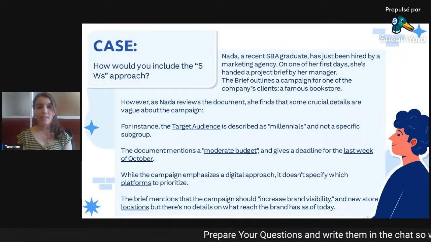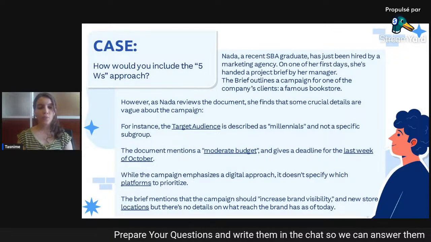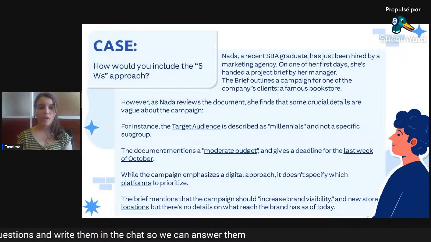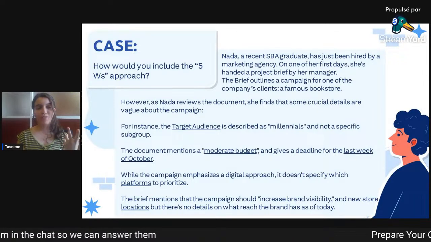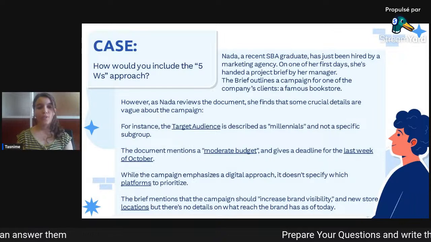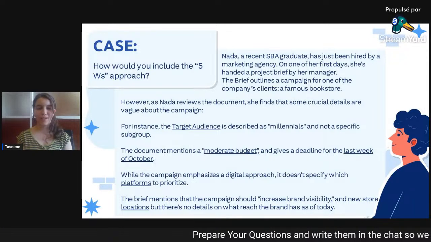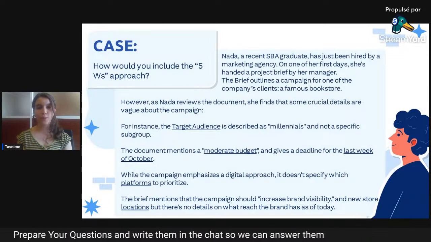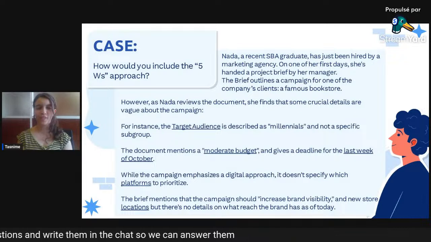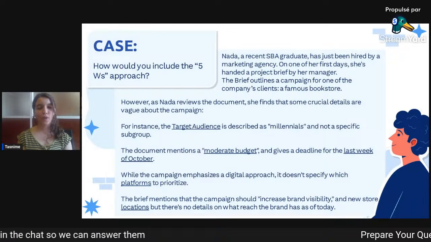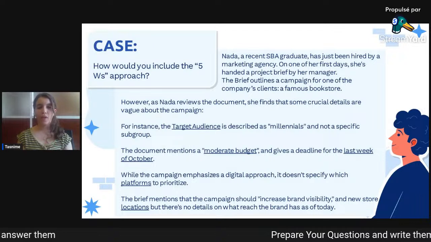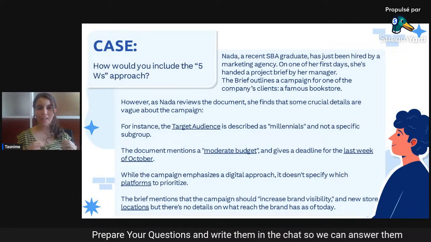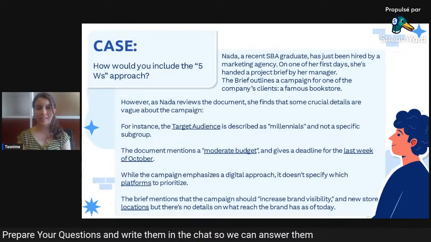Now, some details are missing. So, for instance, we can see that the target audience is described as millennials and not a specific subgroup. We also have the moderate budget, and a deadline for the last week of October. There's also a focus on social platforms, but it doesn't specify which platforms to use. And also, we can see that the store has opened new locations, but we have no idea about those locations. So I want you to think about 1 or 2 questions that you can ask to understand better what the case study is giving you.